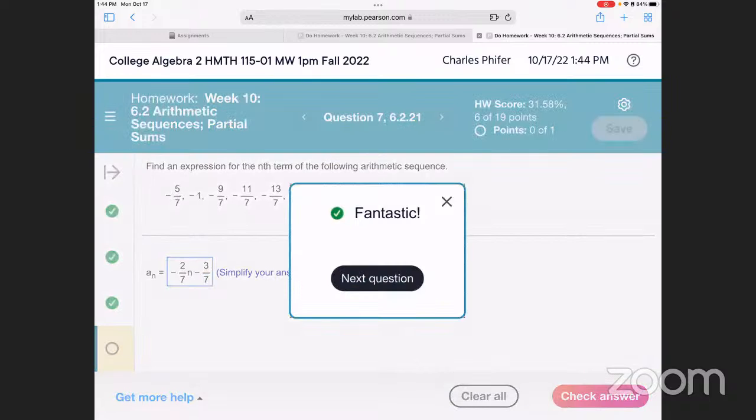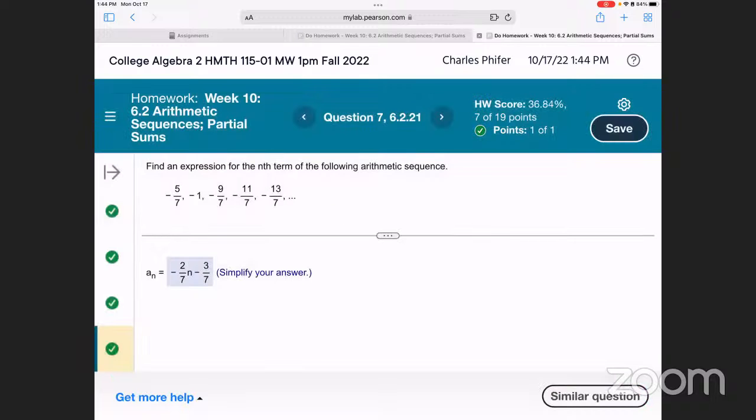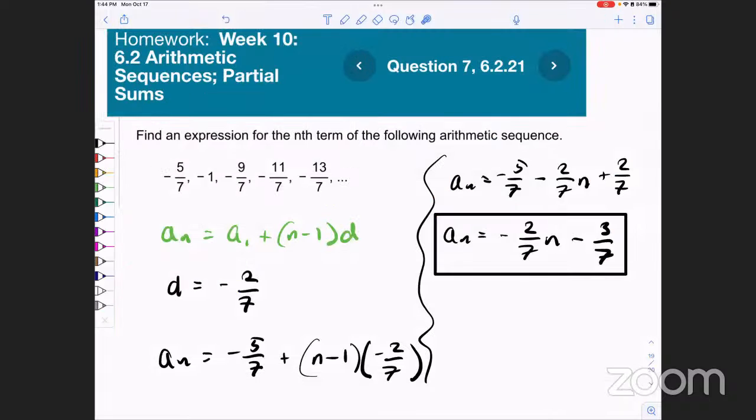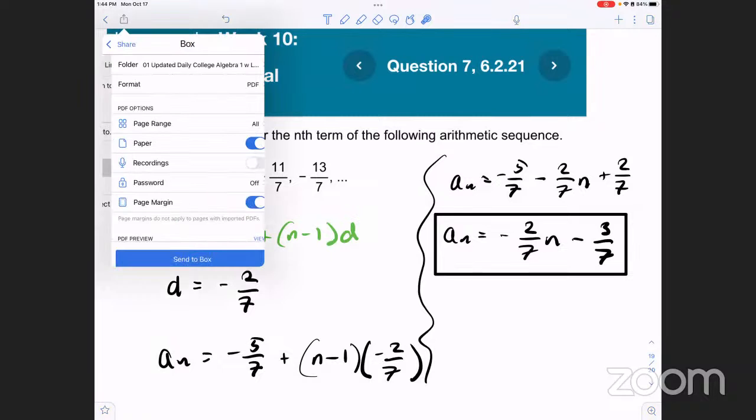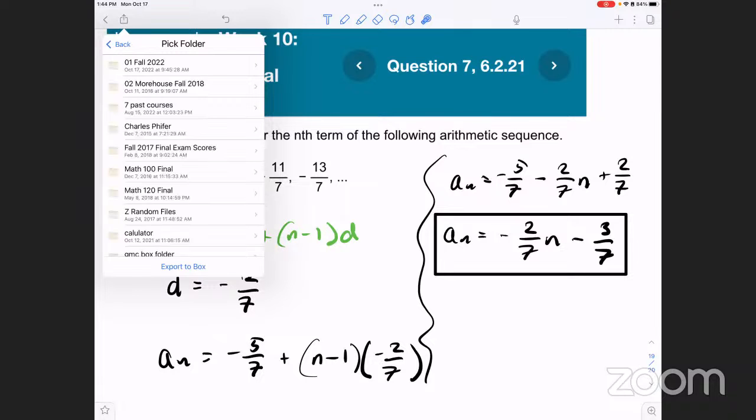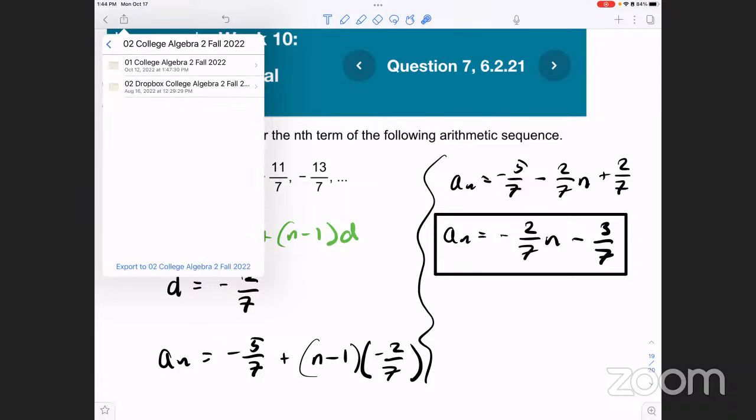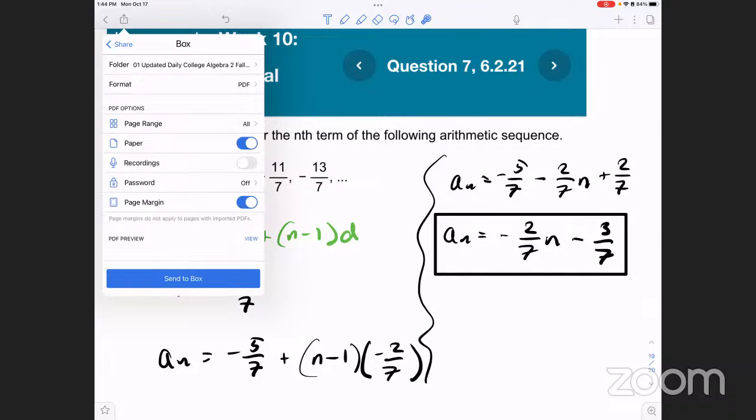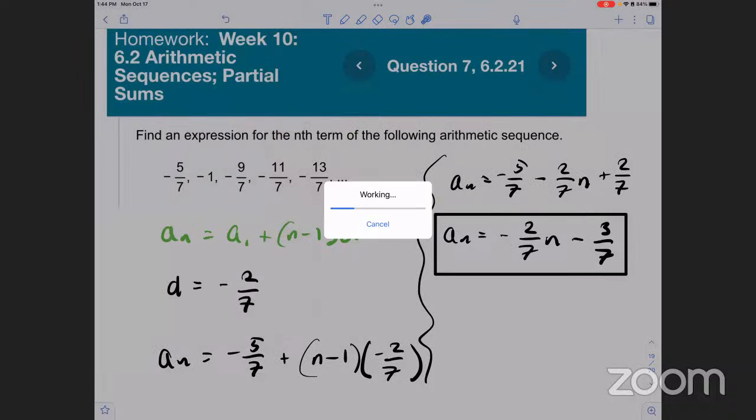Okay. All right. Are there any burning questions? Let me go ahead and make a copy of our notes available for you guys. This is the fall, College Algebra 2, into the notes section, updated daily. Yep, week 10. It's in the box. So when this bar finishes loading, you'll get a copy of anything that you saw me writing.